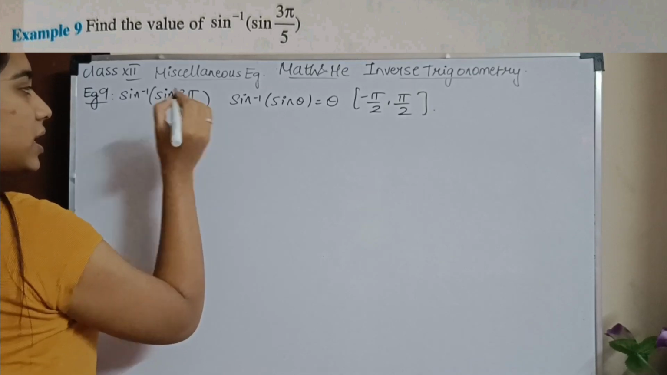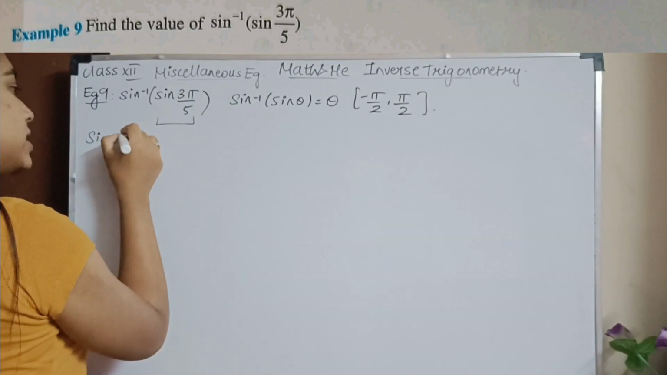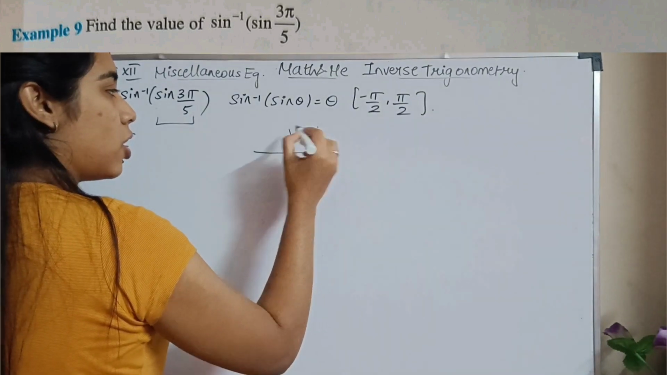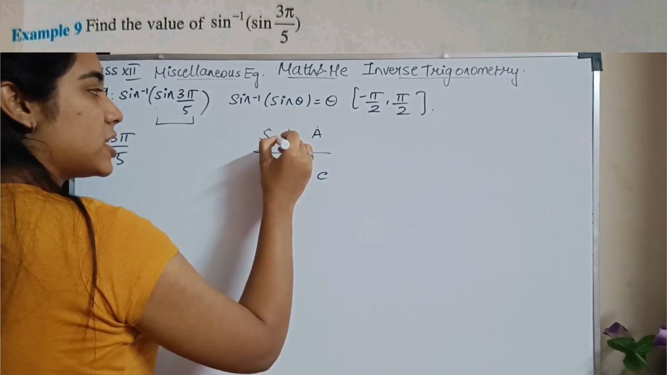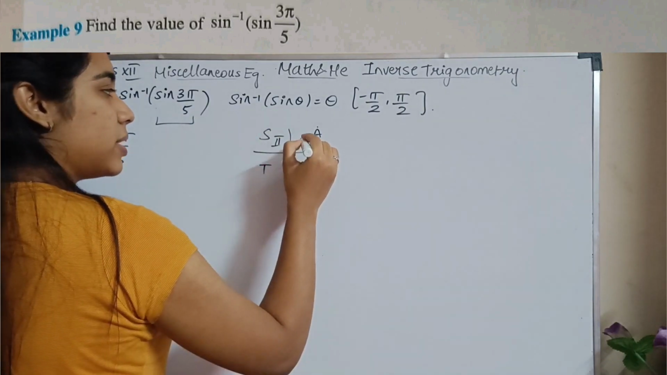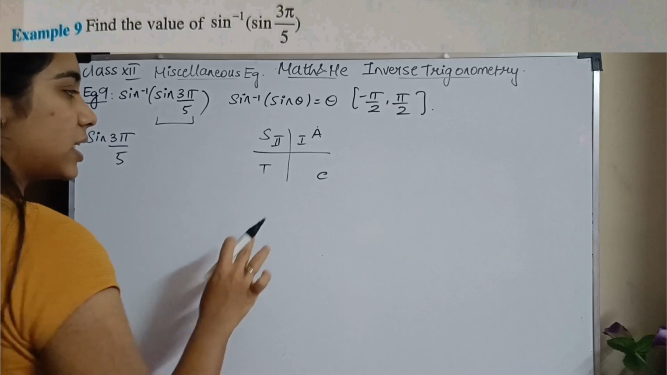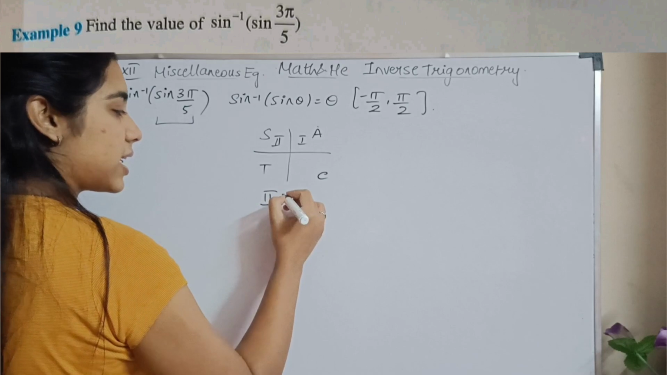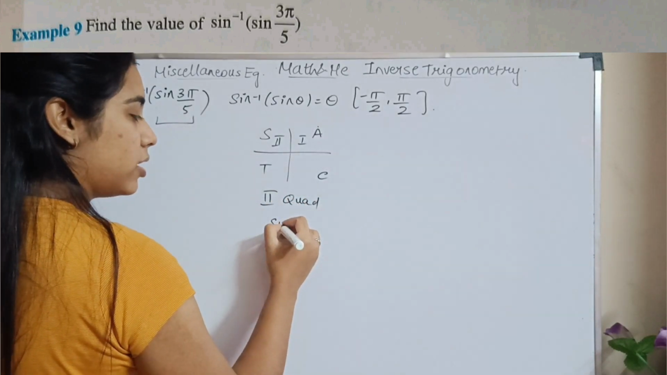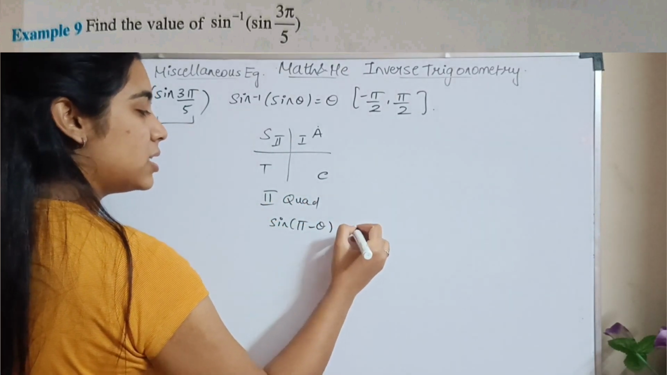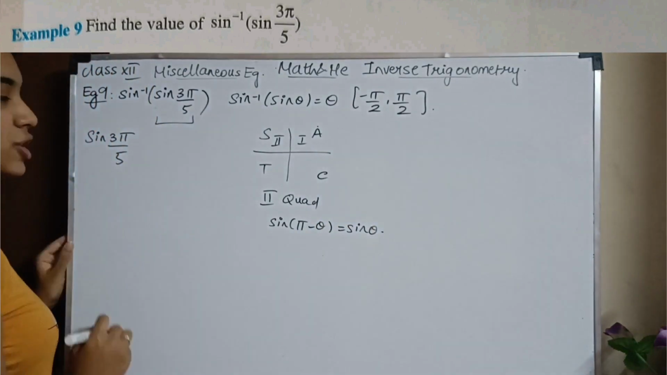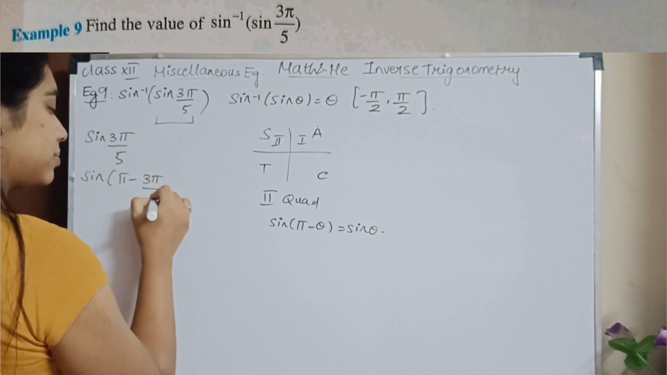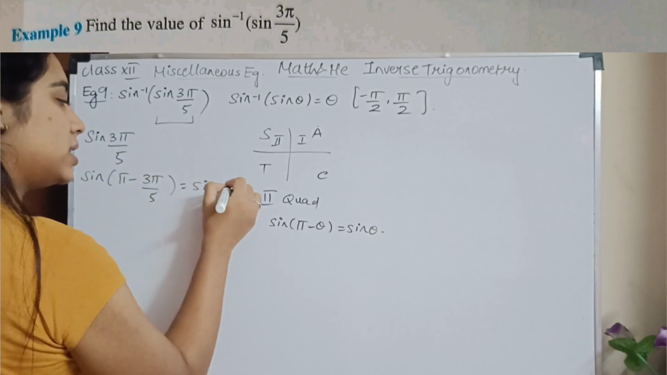So what can we do? I'm going to take this particular term, sine 3 pi by 5. I see that sine theta is positive. Where else is sine theta positive? All silver tea cups. Sine theta is positive in my second quadrant and in my first quadrant. It is not positive anywhere else. Here only tan and cos are positive. So I can rewrite this: in the second quadrant, sine of pi minus theta is going to be sin theta. Can I substitute this relation here? So I have sin of pi minus 3 pi by 5 is equal to sin 3 pi by 5.